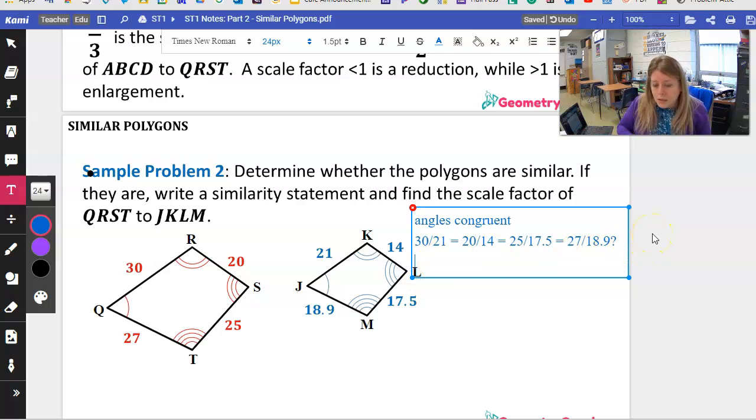30 over 21 simplifies. If I divide both of those by 3, I get 10 over 7. And the 20 and the 14, both of those can be divided by 2. So that's 10 over 7.